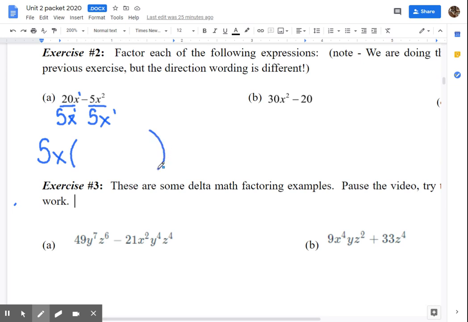Now when we put the leftovers, 20x divided by 5x gives you 4, minus 5 divided by 5 is 1. Subtract your exponents, so you're left with x to the 1 or just an x. Now give B and C a try, pause this, and then come back and check your work.